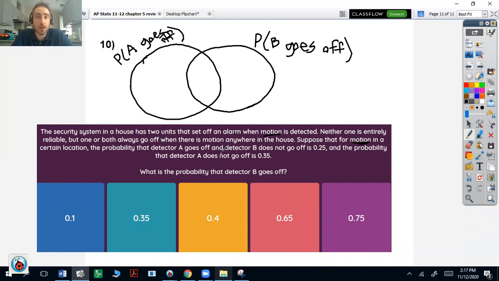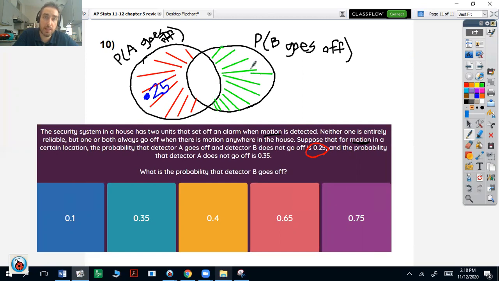So the probability that detector A goes off and B does not go off is 0.25. Well, that's going to be just in this portion. A goes off, but B does not go off. That's over there on the left side. So 0.25 right there. Let's look at the next one. The probability that detector A does not go off is 0.35. Well, A's going off in here, A's not going off there. So that means if A's not going off, B's going off, right? But just this portion of B that's not part of A. So that's going to be 0.35.